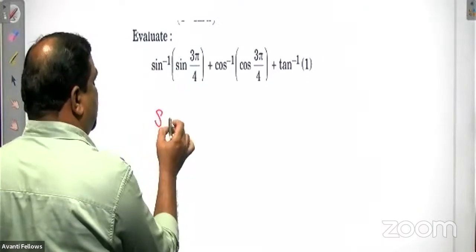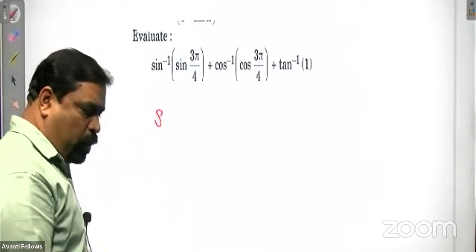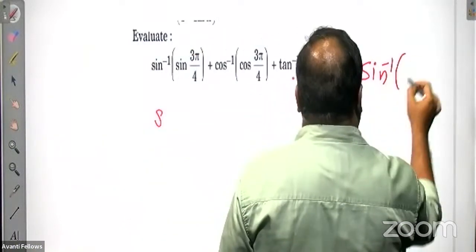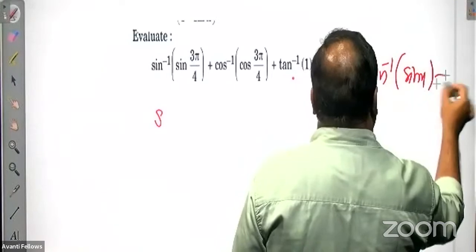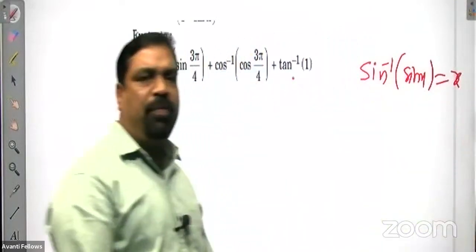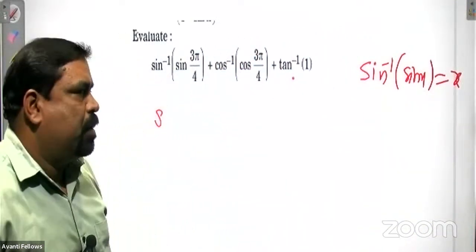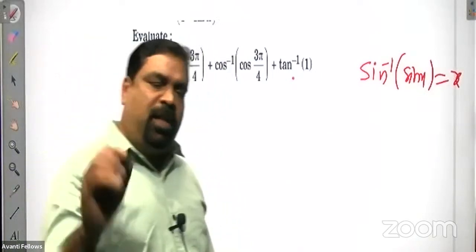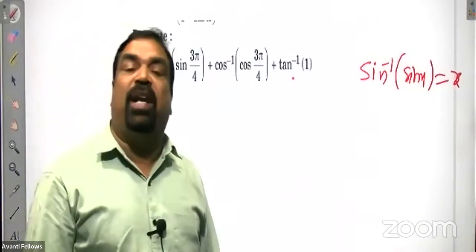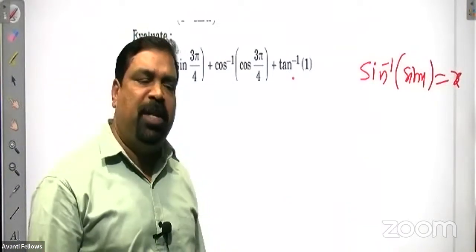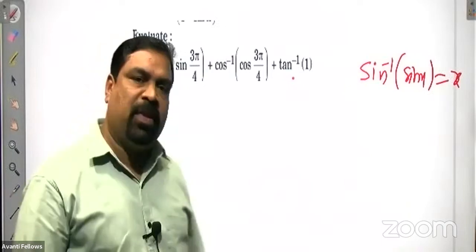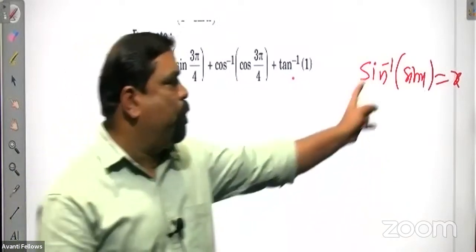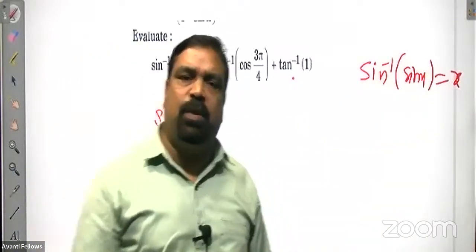So what is sine inverse sine 3 pi by 4? First we have to see, we know the property sine inverse of sine x is equal to x. But that is only true when x is in that particular principal value branch. The principal value branch of sine x is what? Minus pi by 2 to plus pi by 2. Then only we can apply this property directly.